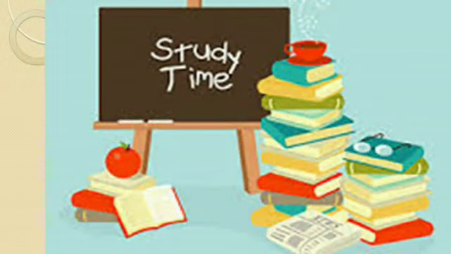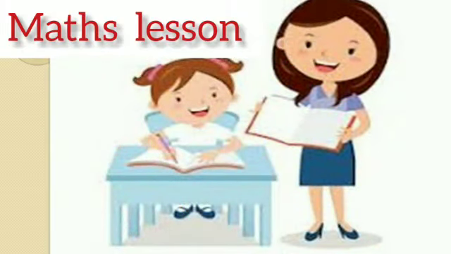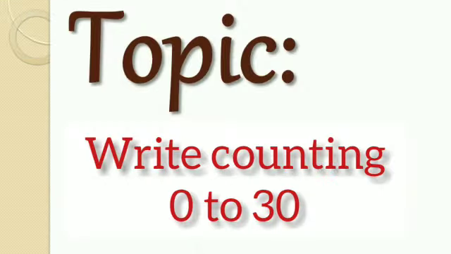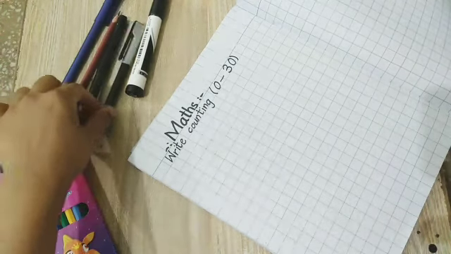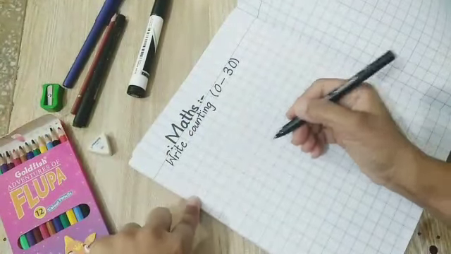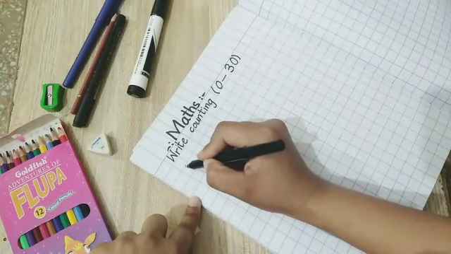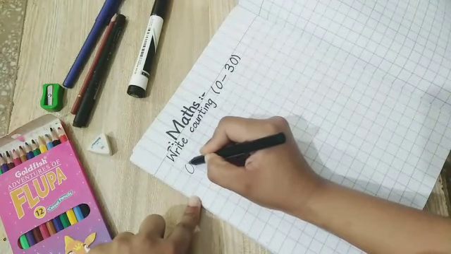So it's time to study now, and this is going to be your maths lesson. Today we will write counting from 0 to 30. So bring your notebooks and try to write with me. Start from the 0. How do we write 0? Starting from the upper line of the box, make a circle.